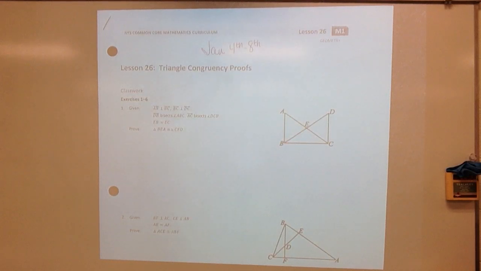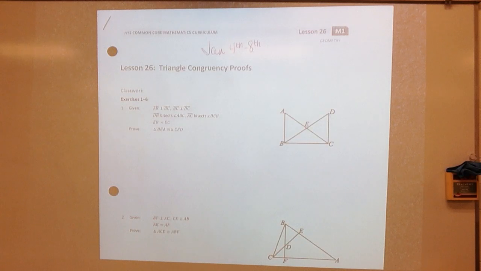The great news is this lesson should not take us long. The not so great news is it is strictly a proof lesson, so we're going to be writing proofs. I'm going to do my best to work through these with you and explain them the best that I can, knowing that we are not in person. It's going to be a little difficult, but we're going to get through it. So let's go ahead. We are looking at triangle congruency proofs.